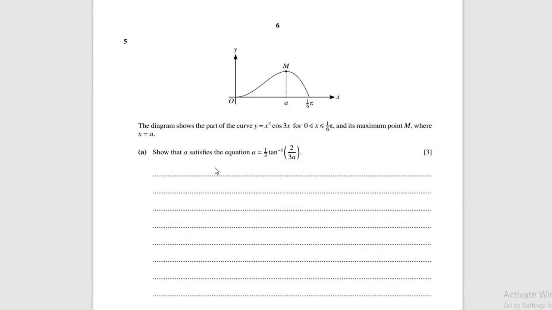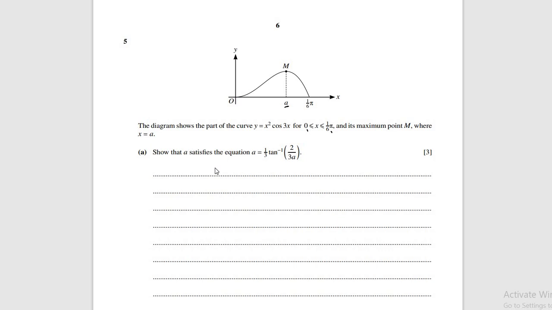The diagram shows the path of the curve y equals x squared cos 3x. This is the curve. The value of x is between 0 and 1/6 pi. As you can see on the screen, the maximum point is N, where x is equal to a. When x is a, at that point, that's the maximum point. Show that a satisfies this equation.